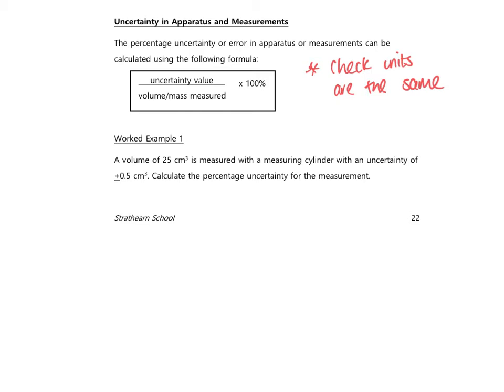But in all the examples that we'll meet in the next couple of pages, the units are the same, but just be mindful of that. So when we're talking about the uncertainty in a piece of apparatus, it is always just 1 times the uncertainty value divided by the volume or mass. We'll see that when we're taking a measurement, that can change, but we'll come back to that in a little minute. So just check that it's a piece of apparatus.